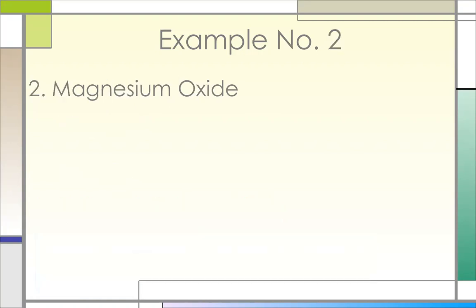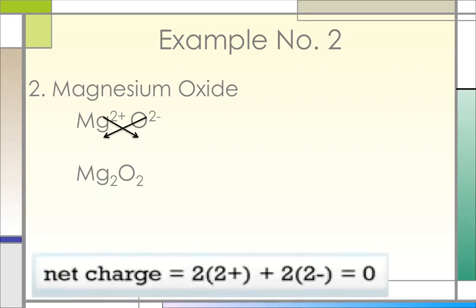Number 2, magnesium oxide. So write the formula of magnesium. You have magnesium 2 plus as your cation. The oxide, which is your anion, O2 negative, crisscross. The result is Mg sub 2 O sub 2. Let us check the net charge. You have 2 multiplied by 2 positive plus 2 multiplied by 2 negative, you have 0.